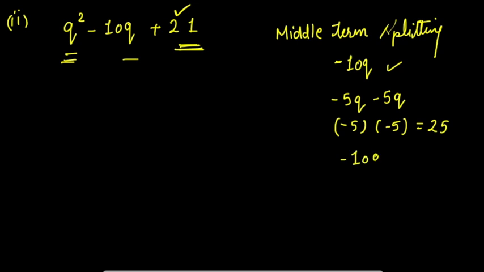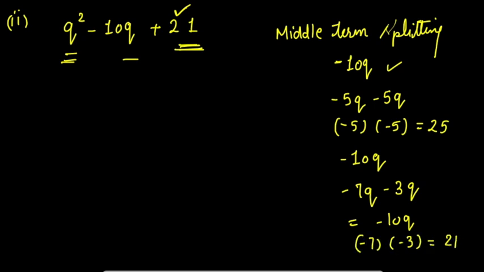So minus 10q, if I write as minus 7q and minus 3q, the solution is minus 10q, and the product of the constant, minus 7 into minus 3, is 21, which is required. It means what I will do, q square minus 7q minus 3q plus 21. Now I have converted the given quadratic in the form of 4 terms, which will be solved by rearrangement.